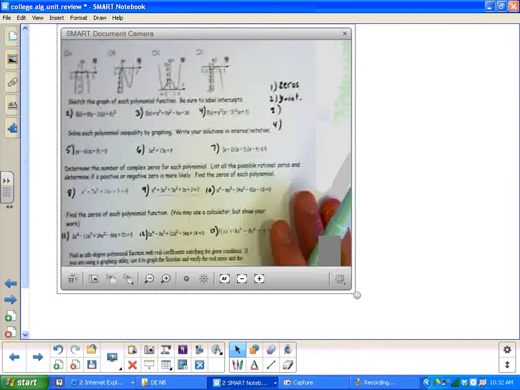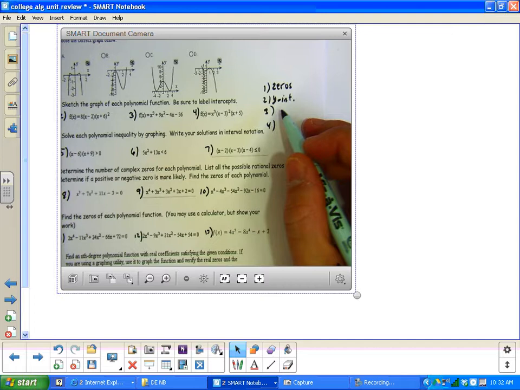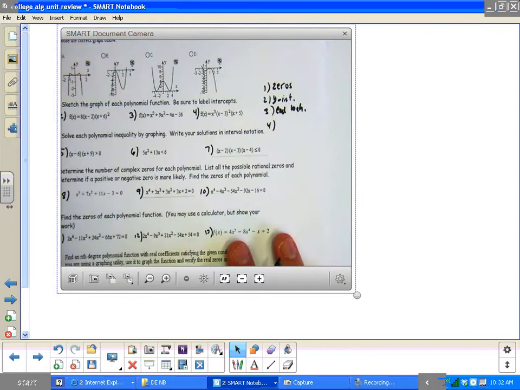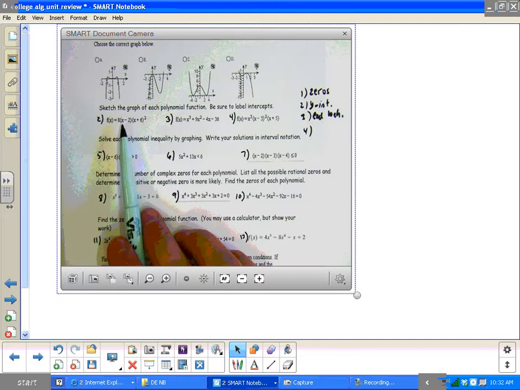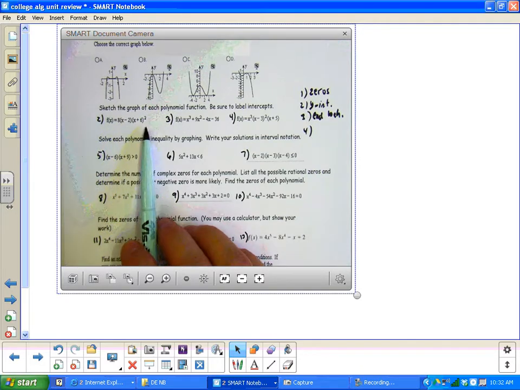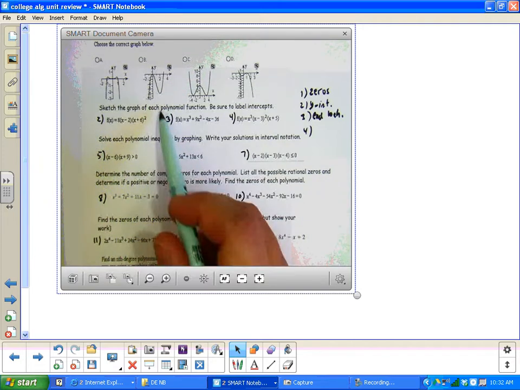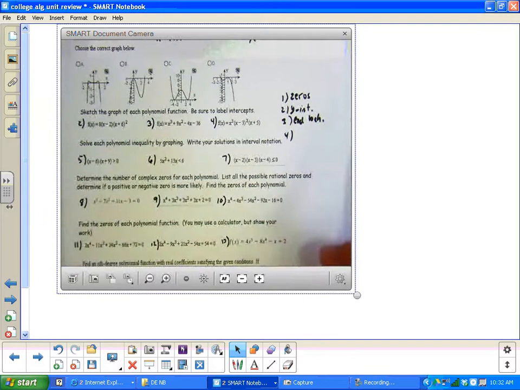All right, what else helps me to sketch the graph? Yeah, end behavior. Okay, which in this case, this would be like x to the 3rd. So we'd be going down on the left and up on the right. All right. Now, what's the other thing?